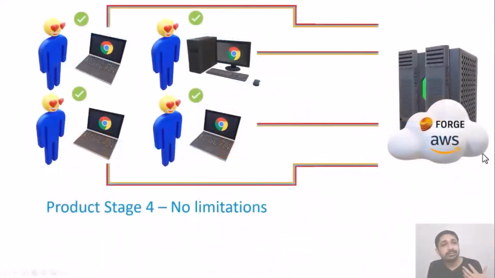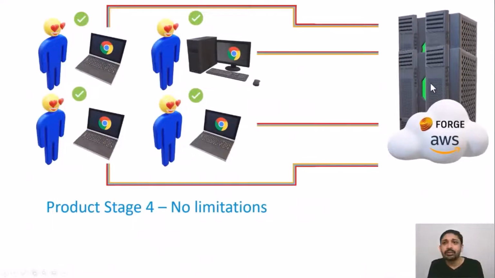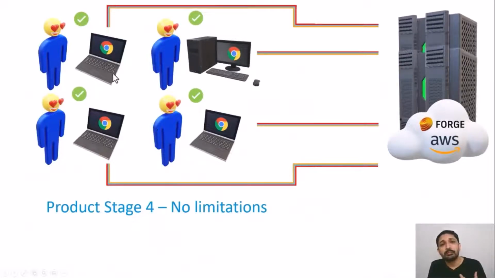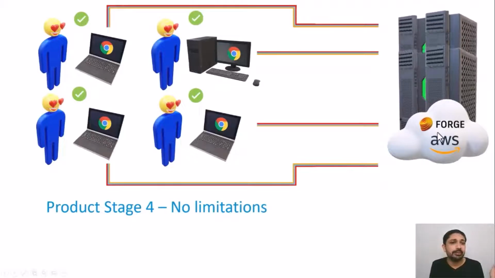Okay, so this solves the problem for all employees. So all the employees are now submitting jobs as and when they want, and in real time, whenever the demand comes, we are able to spin up more resources in the cloud and satisfy the amount of workload that has been requested. So no more limitations. Forge takes care of the license limitations, and AWS or any other cloud infrastructure takes care of our compute resource infrastructure.